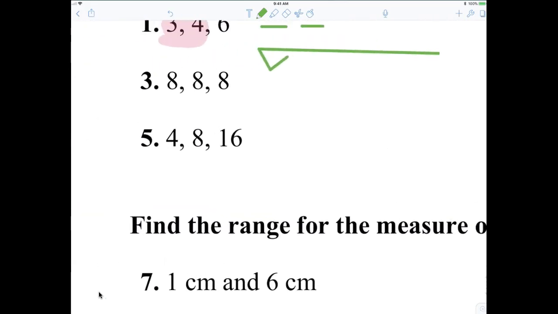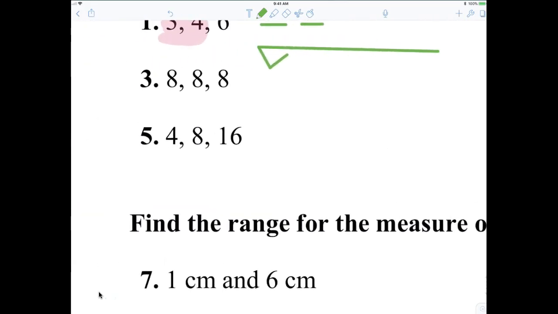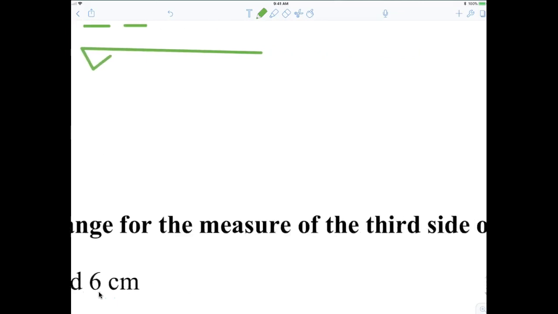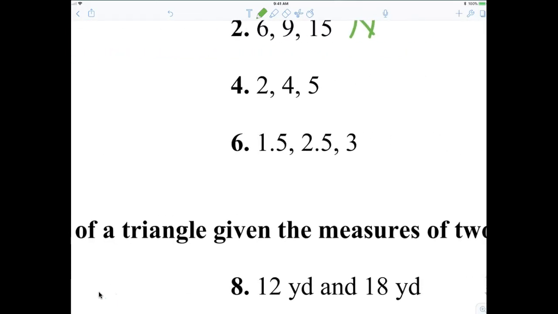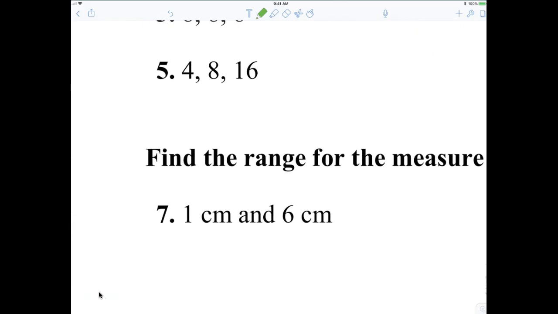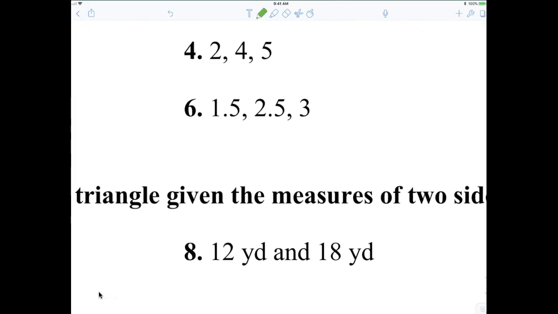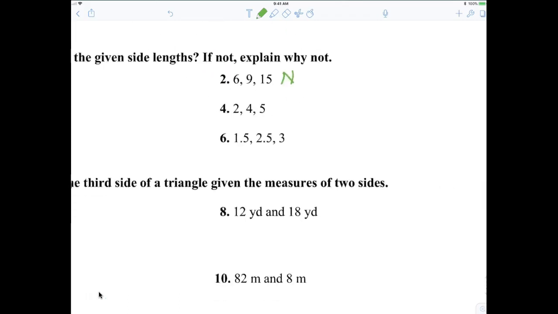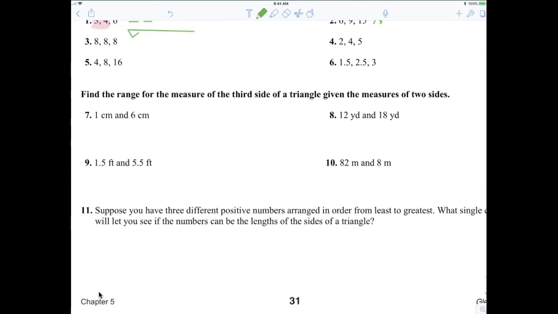So what about 8, 8, 8? Obviously, equilateral triangle. So that's yes. 2, 4, and 5. Yes. And then 4, 8, 16. No. Easy as that. Very, very simple. You always take the two smallest sides. All right? Now, here we go.